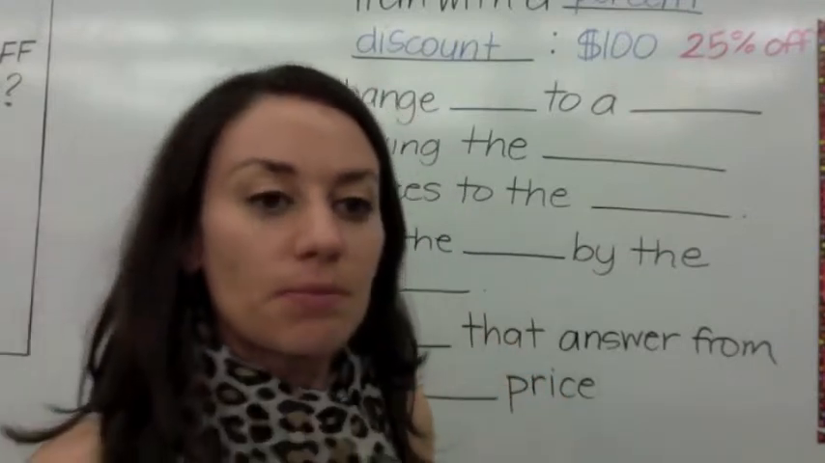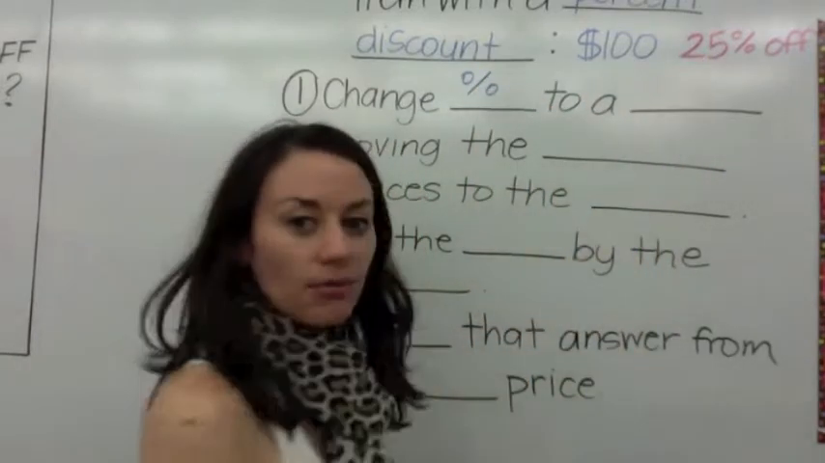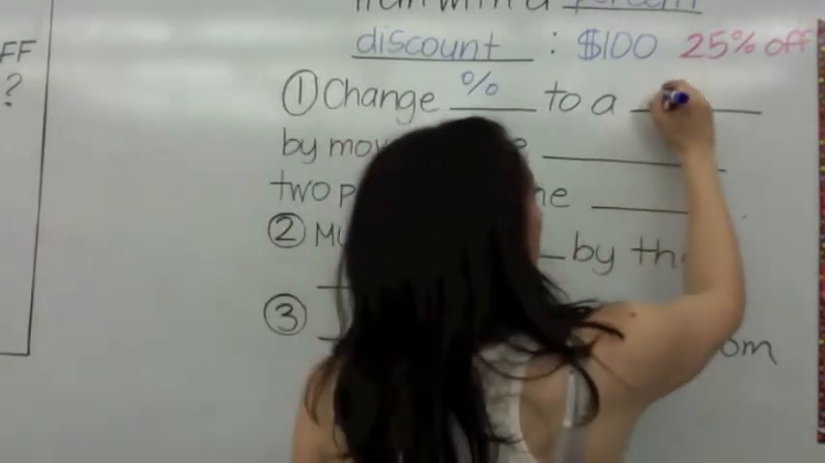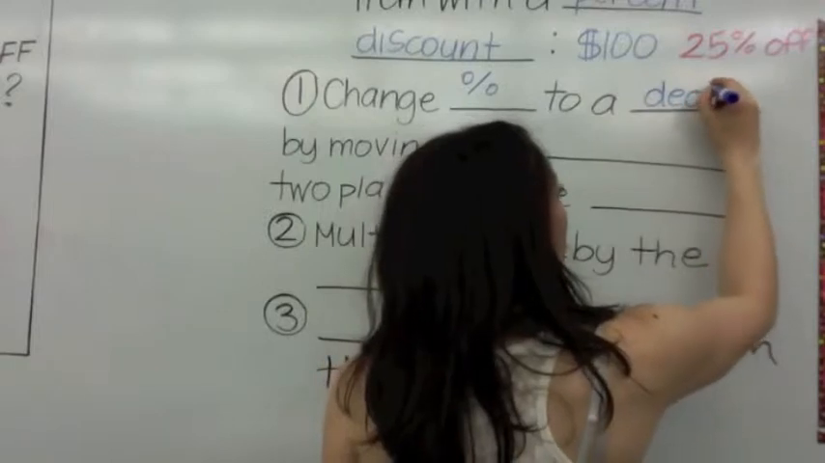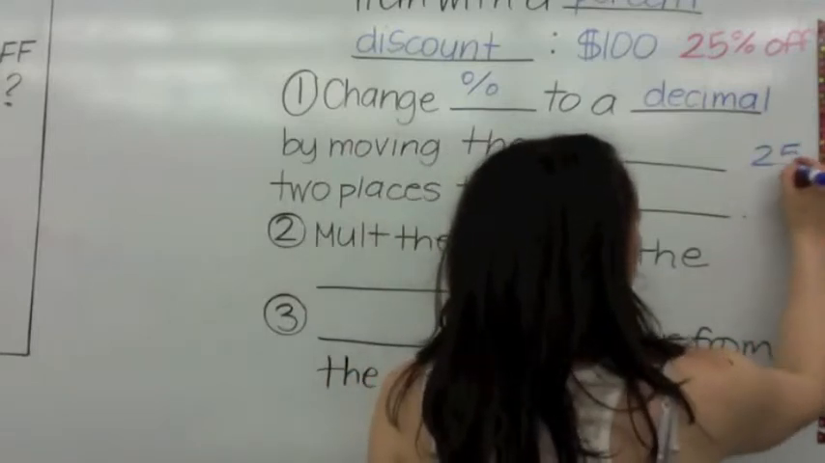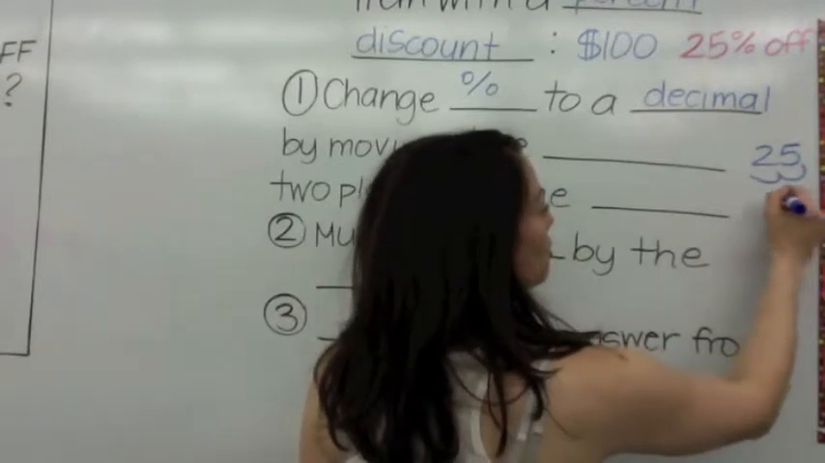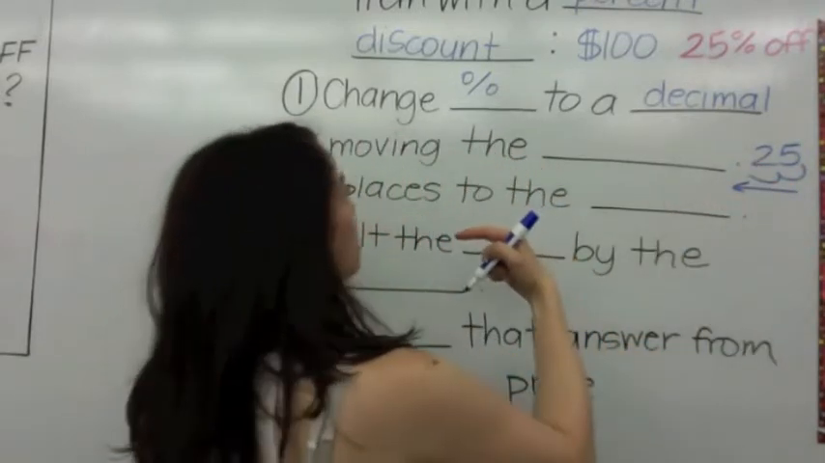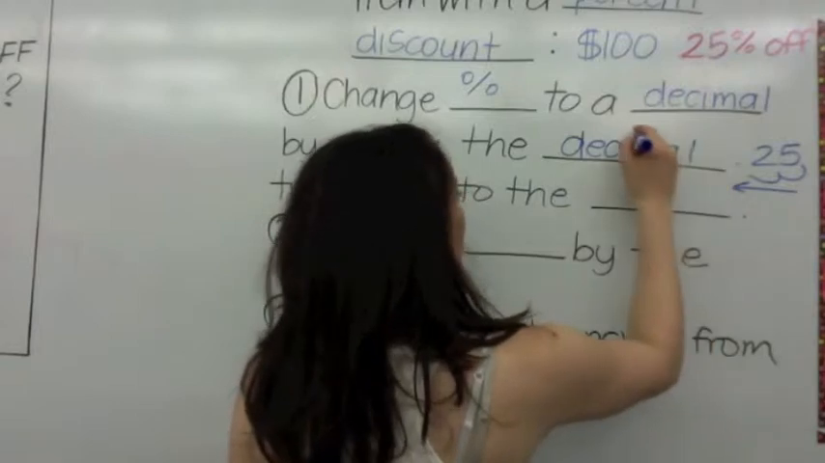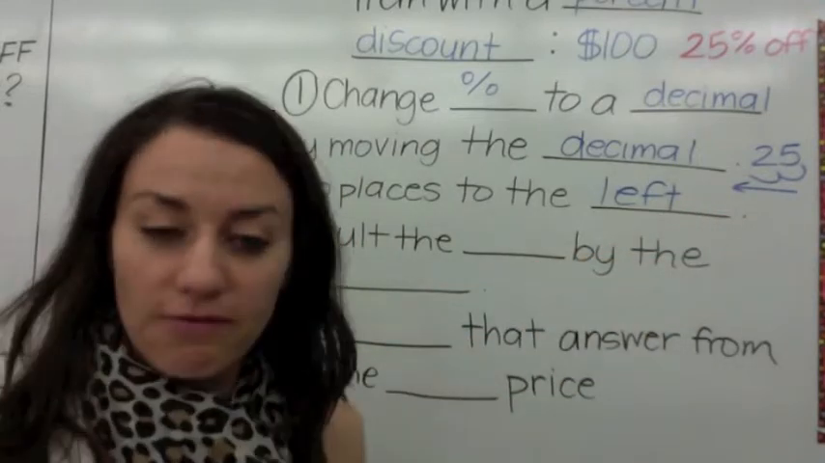Here's what you have to do, and it's very simple. First, you're going to change the percent. Remember, it's 25%. Change it to a decimal. And you do that by saying, if it's 25%, the decimal's really there, so we move it two places to the left. Or simply put a decimal in front of 25: 0.25.